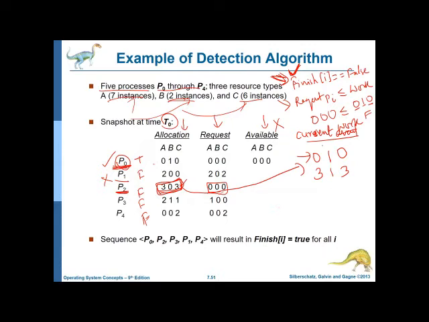So sum of 303 and 010 is nothing but 313. Okay. So now this has been set to true and it has completed its task. Now you can see the availability pool has increased.